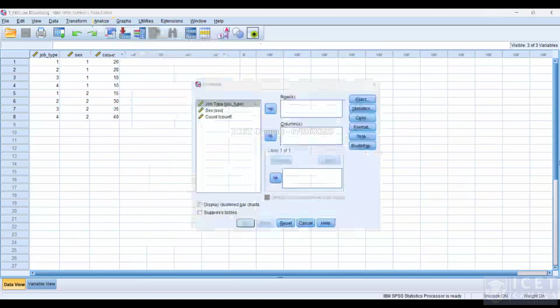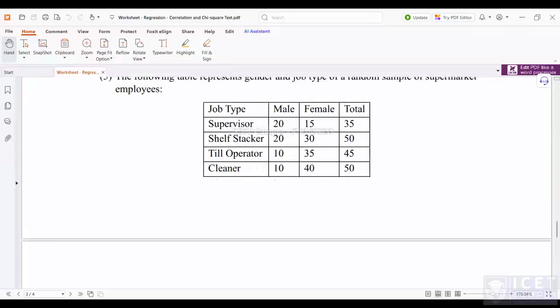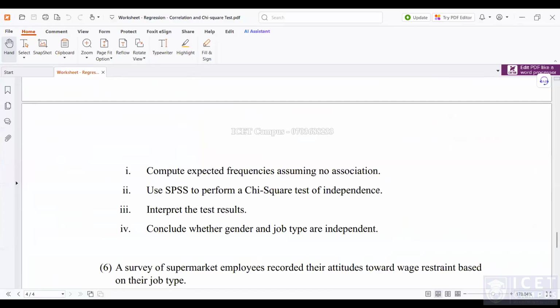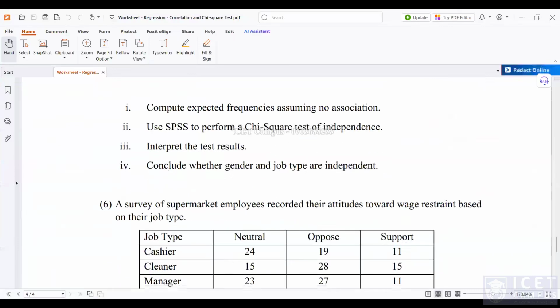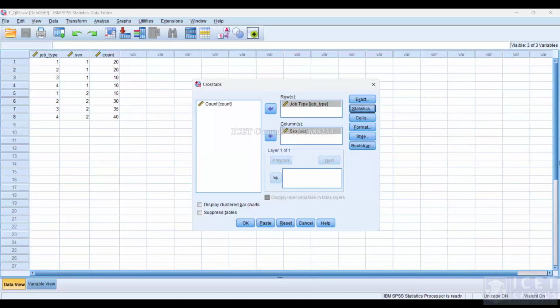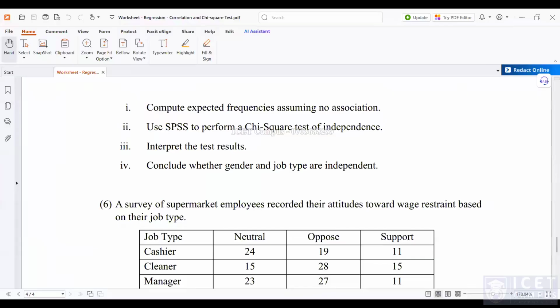Then rows and columns, you can see here. What are the rows? Rows are job type, columns are male, female, right? So therefore we can enter rows, job type, columns, sex. And what you need here, frequency, chi-square. Yes, we need to calculate the chi-square here, right? We can go for the statistics, chi-square we need to calculate. Okay, chi-square, continue, right?